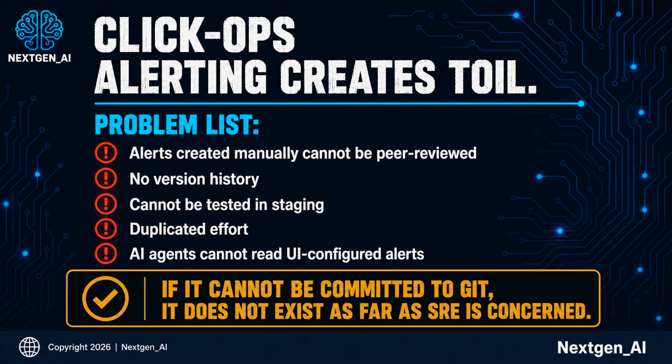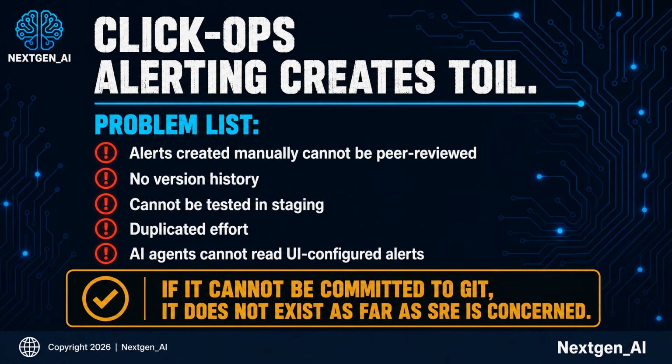We have successfully instrumented our application and routed the data to Splunk. Now we must address how we actually use that data to detect problems. Historically, setting up alerts in platforms like Splunk or Dynatrace involved a practice known as ClickOps. An SRE would log into the web interface, navigate through a series of menus, manually type in a search query, set a threshold using drop-down boxes, and click Save.